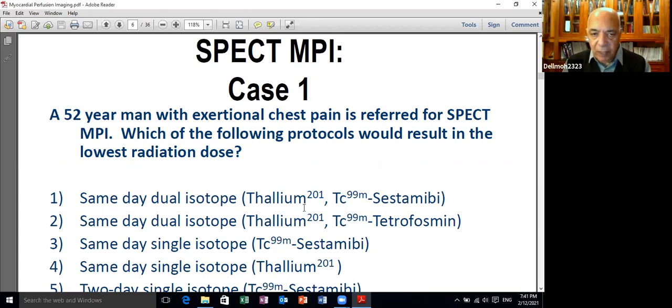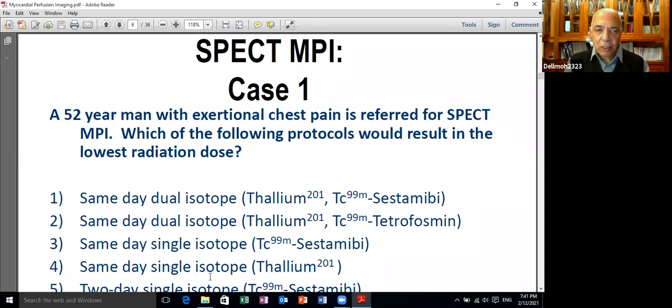So if you remove thallium from these equations, then you are left with number 3. There's no thallium here, and also with number 5. So single day or 2-day. 2-day, we use it only in patients with a large body mass or obese individuals, giving a large dose of sestamibi on the first day and on the second day in order to get a crisp picture. So obviously, same-day single isotope, which is being used very frequently in our laboratories, is the answer for this question.